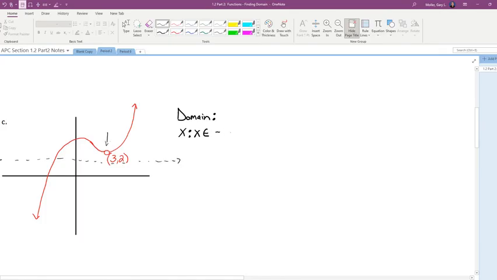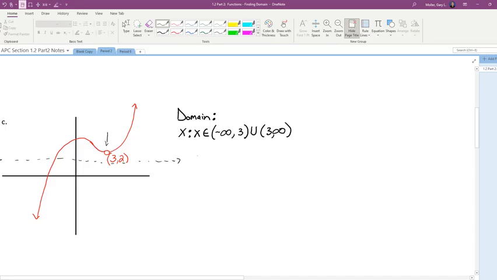So negative infinity to 3, not including, and then we'll pick things up at 3 and keep on going. But I want to talk about it as one single group, and so I'm going to merge those together and say we're talking about one big group here.